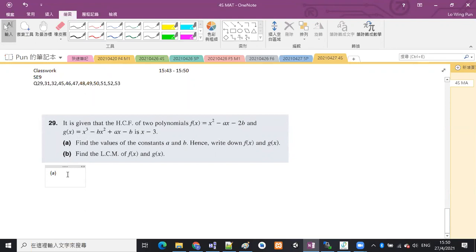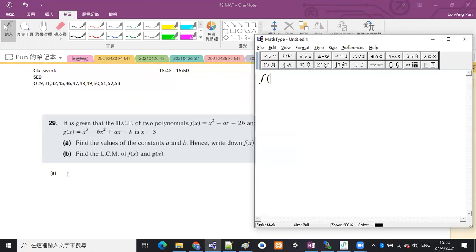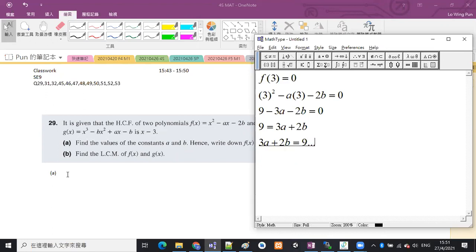Okay, 係嘛？最大公因數一定就要係因數嚟先得啦。所以咧，f3 should be equal to 0 because x minus 3 is a factor. So the remainder f3 should be equal to 0. But we have the formula of fx, so we can do this. 3 squared minus a times 3 minus 2b is equal to 0. 9 minus 3a minus 2b equals 0. And then moving the a term and b term to the right-hand side. Okay, and writing them on the left. And then it is equation 1.